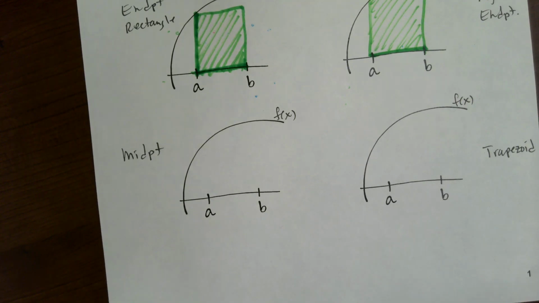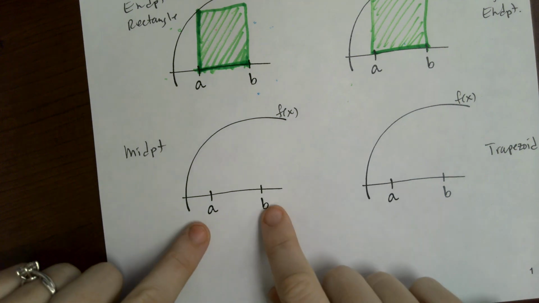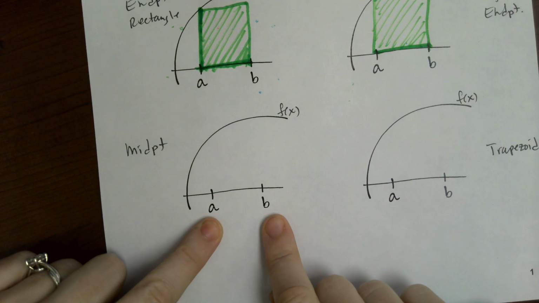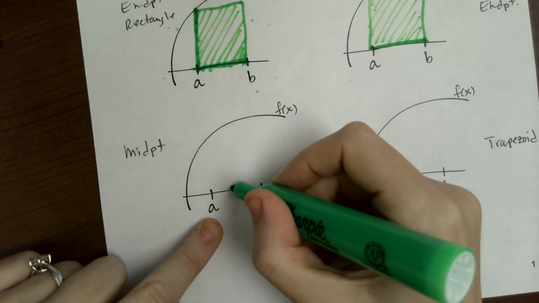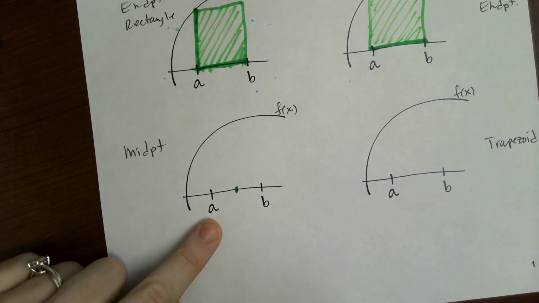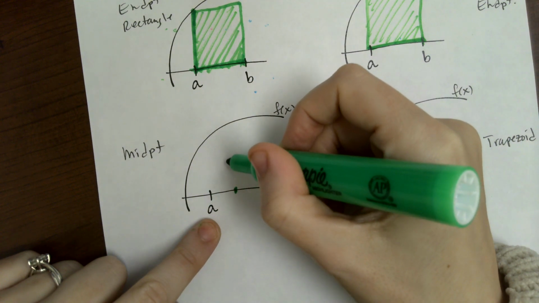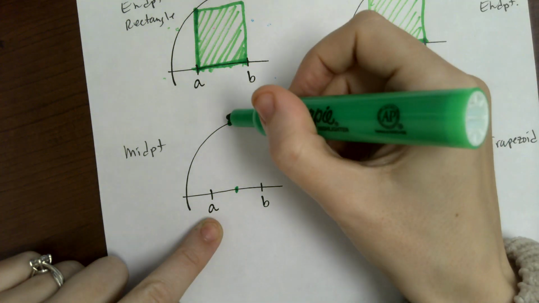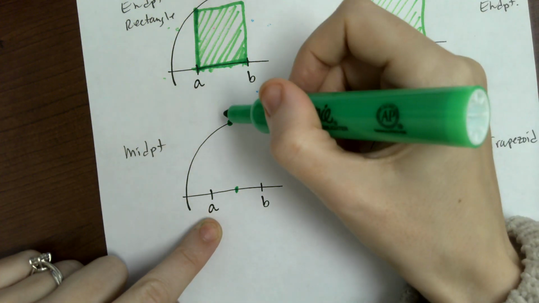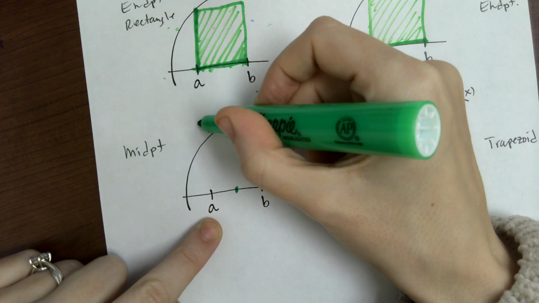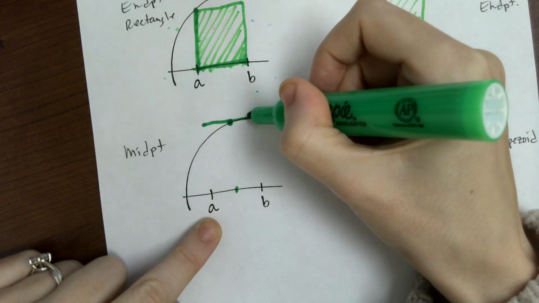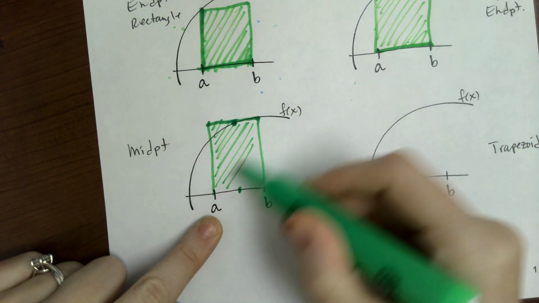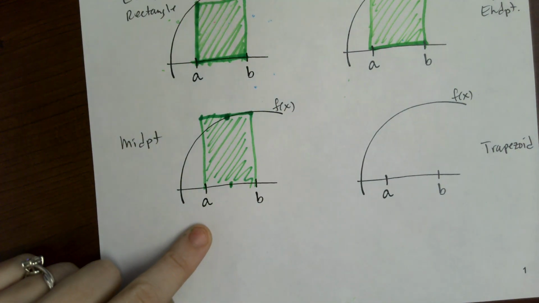Okay, a midpoint rectangle. So for a midpoint rectangle, you don't use the ends to go up to the graph from. Instead, you locate the midpoint, and from the midpoint, you go up to the graph from there. Okay, so this is going to be in the very middle of the top base, and then you just go horizontal to the left, horizontal to the right. Okay, so that would be a midpoint rectangle.